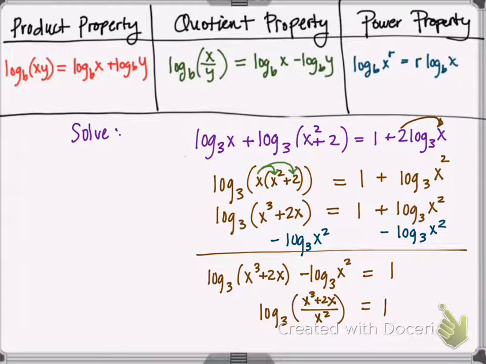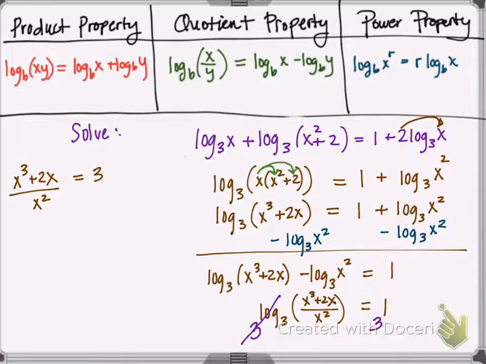and that's equal to 1. So to get rid of the log completely, we're going to exponentiate. Since this is base 3, we're going to be using base 3 on both sides. And so that cancels out the log because those are inverses of each other. So on the left-hand side, all you have is the x to the third plus 2x all over x squared. And that's equal to 3 to the first, which is 3.